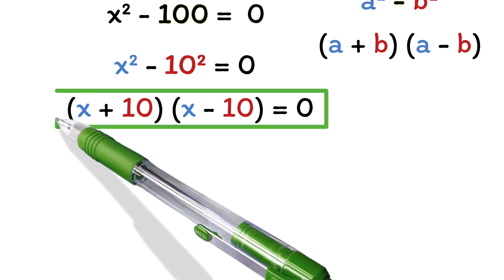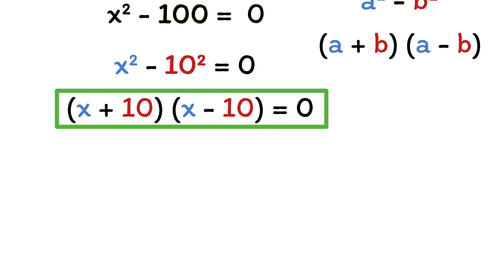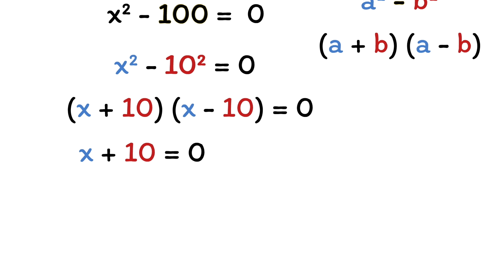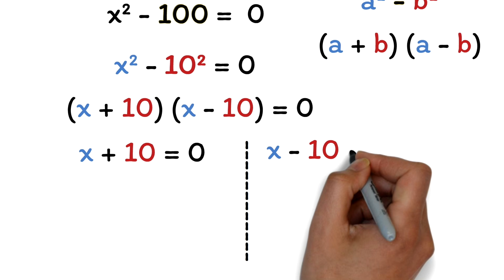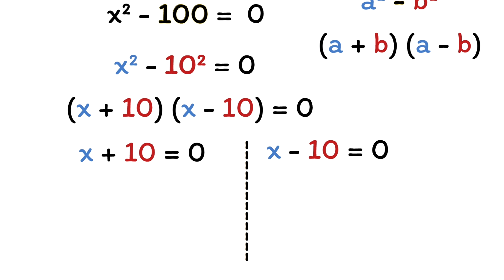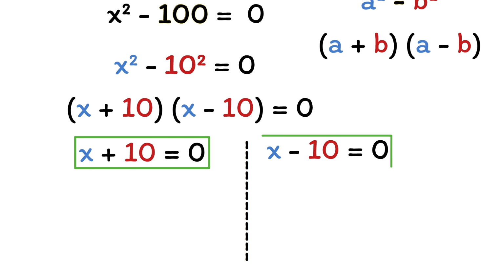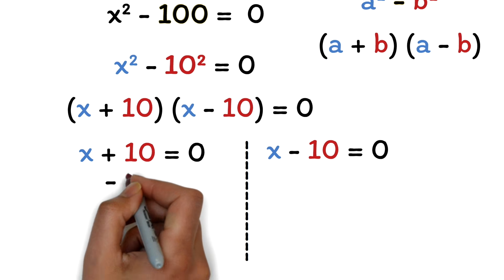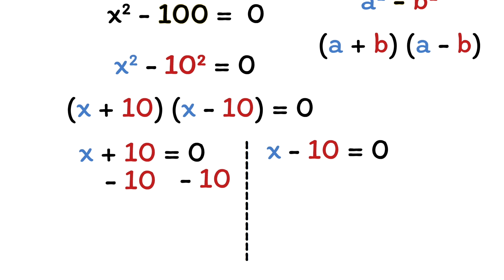We said that for this equation to be equal to 0, it means either x plus 10 equals 0 or x minus 10 equals 0. Next, we solve for x in both equations. For x plus 10 equals 0, subtract 10 from both sides. The 10 cancels out. 0 minus 10 is negative 10, so x equals negative 10.